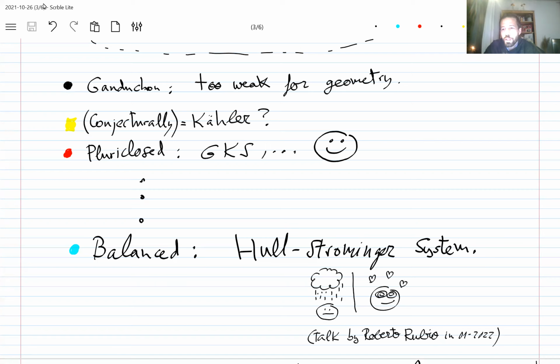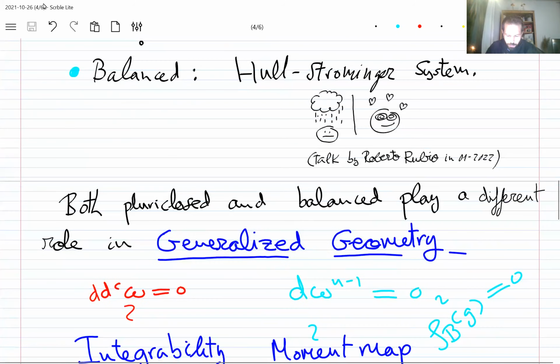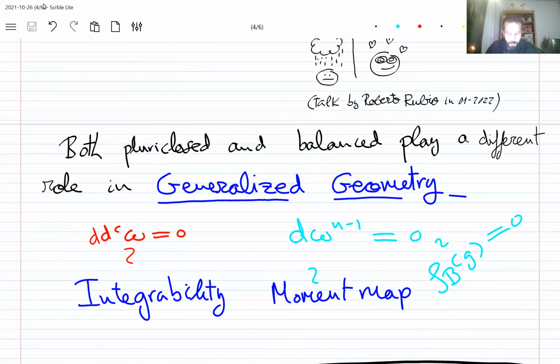Actually, when you look at these two conditions from the point of view of generalized geometry, you see two types of conditions which are very different. From the point of view of generalized geometry, the condition of being pluriclosed is an integrability condition. This goes back to the work of Marco Gualtieri and Nigel Hitchin on generalized Kähler geometry. On the other hand, the condition of being balanced is closely related, at least for Calabi-Yau manifolds, to the condition of having vanishing Bismut-Ricci form. And more recently, using generalized geometry, we discovered that this condition is actually a moment map condition, has to do with the vanishing of a moment map.